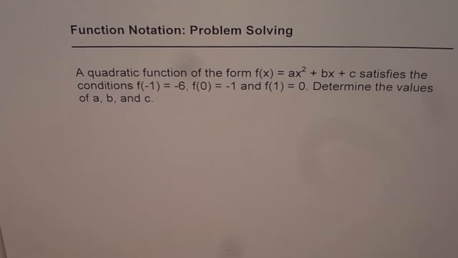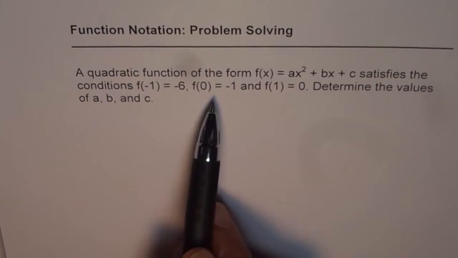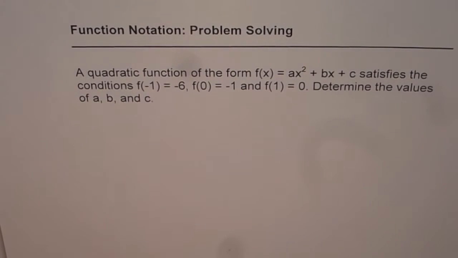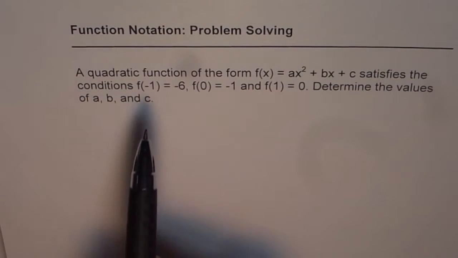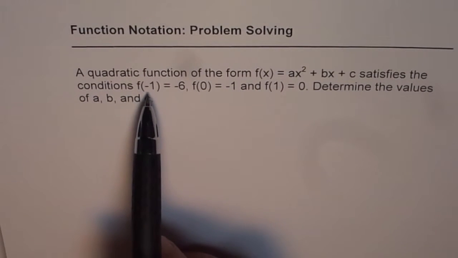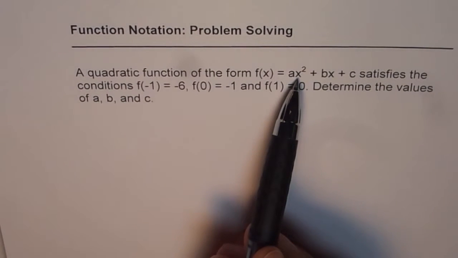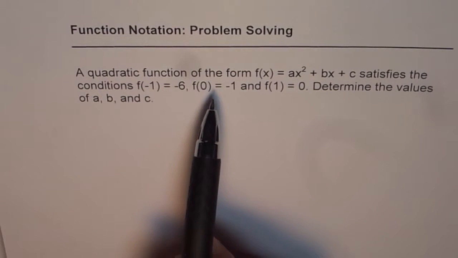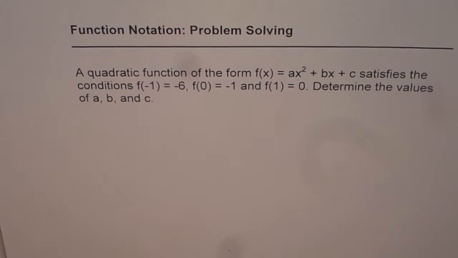So we need to find the quadratic function for the given condition. How to do it? Well, we are given three different points. When we say f of minus 1 equals minus 6, it really means that the point minus 1, minus 6 is on the function. That is, when x is minus 1, then f of minus 1 is minus 6. So that way we will get three different equations. Now from three different equations, we can always solve for three variables, right? So what we will do here is write down equations for each and every point.